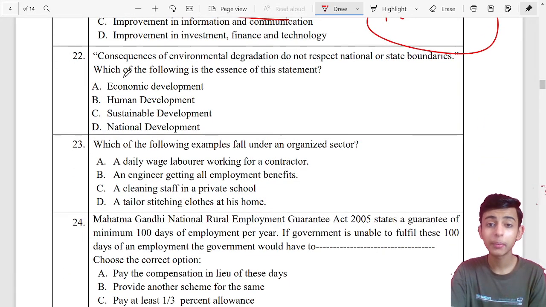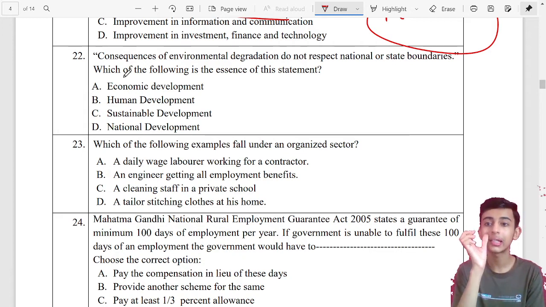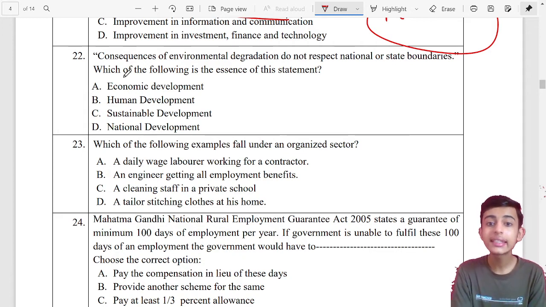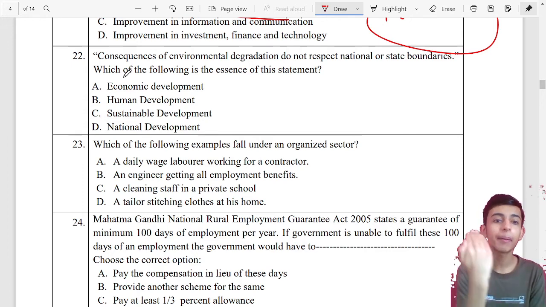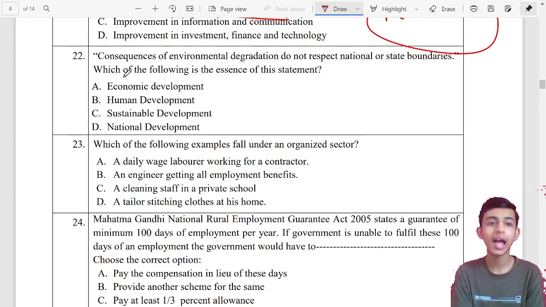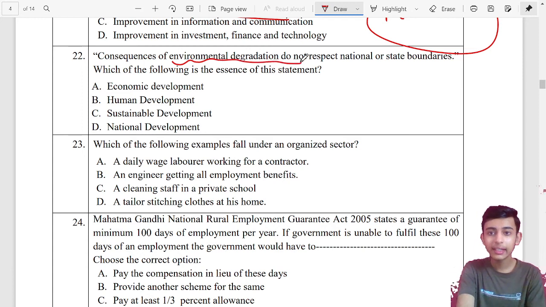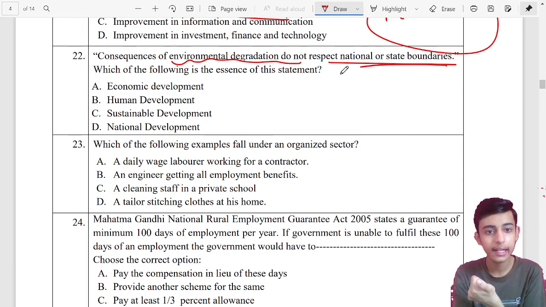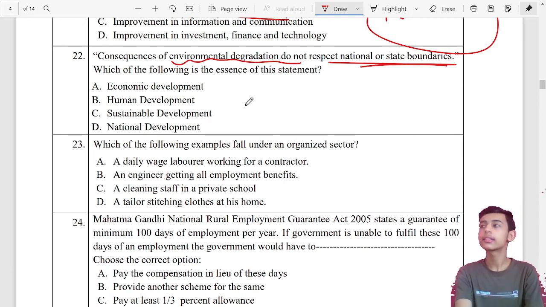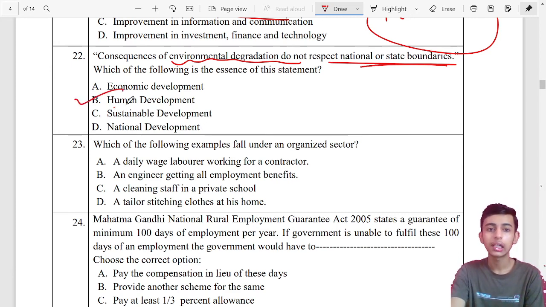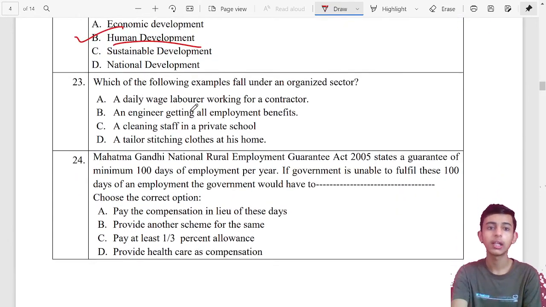22nd. Consequences of environmental degradation do not respect national or state boundaries. Which of the following is the essence of this statement? Economic development, human development, sustainable development, or national development? What do you think? See, consequences of environmental degradation do not respect our national or state boundaries. So, nation and state make it clear. It is definitely human development. So, human development is the correct answer. Okay.